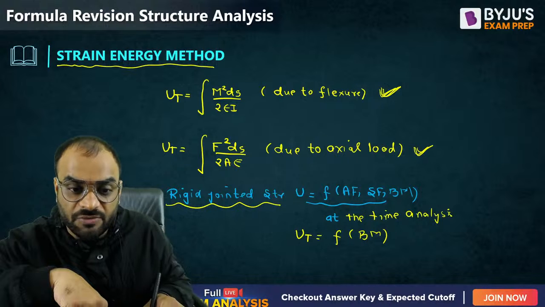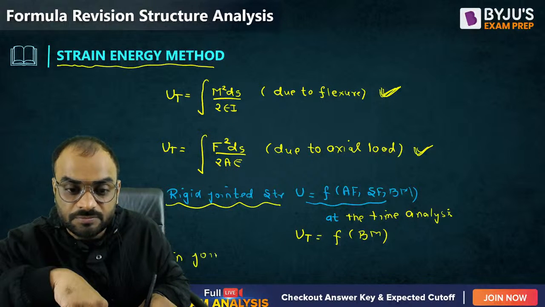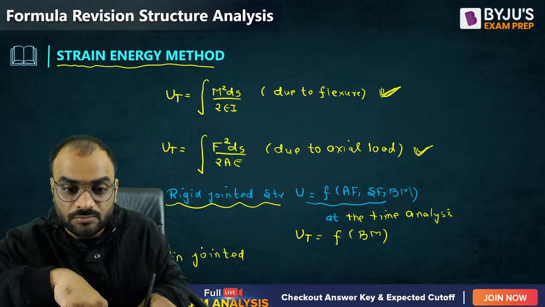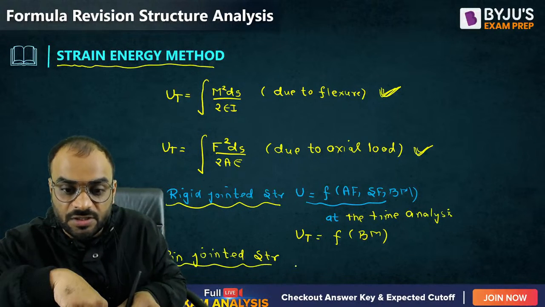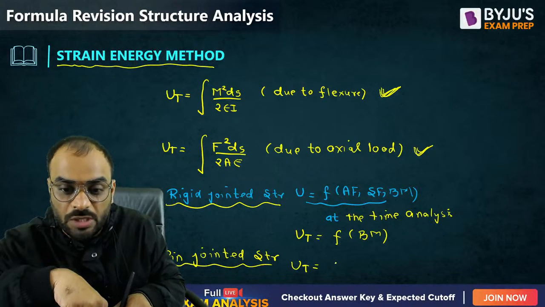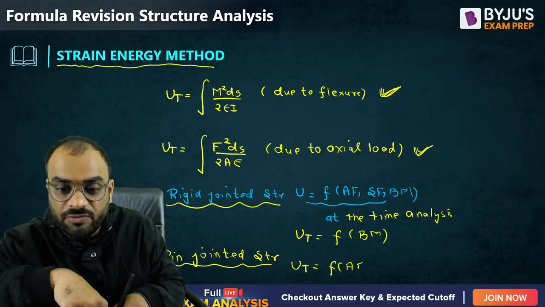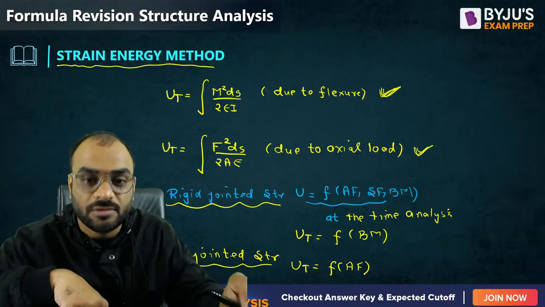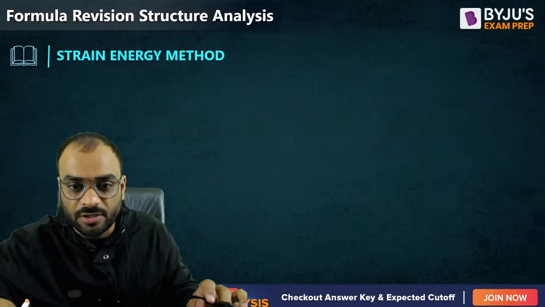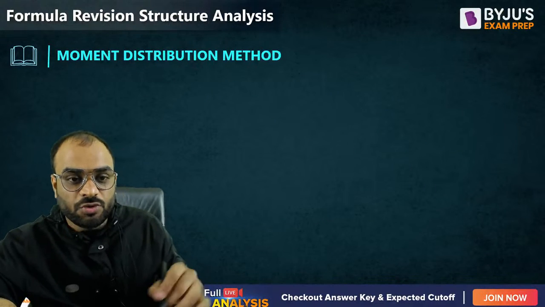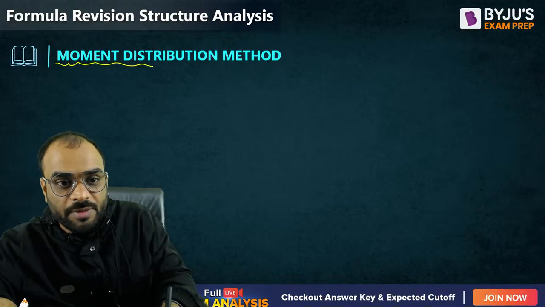But suppose you have a pin jointed structure. For a pin jointed structure, the total strain energy will be a function of axial force only. Getting a point? Only axial force. Clear? Okay.